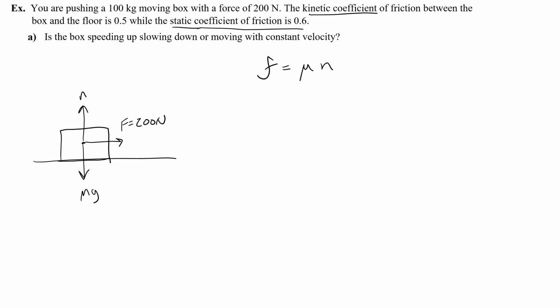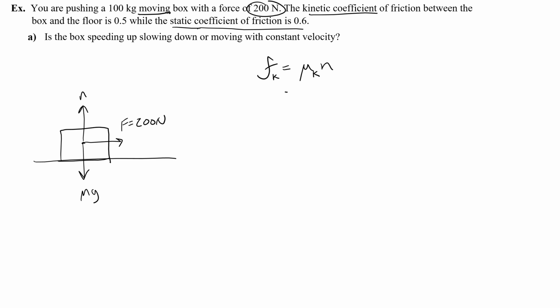So how do I decide? Well, I could calculate the static maximum friction and the kinetic friction and compare it to this applied force. But let's take a look at what we're told about the motion of the box before all that. It's moving. If the box is moving, then it does not matter what the maximum static force of friction and the applied force is. If it's moving, then we know there is kinetic friction.